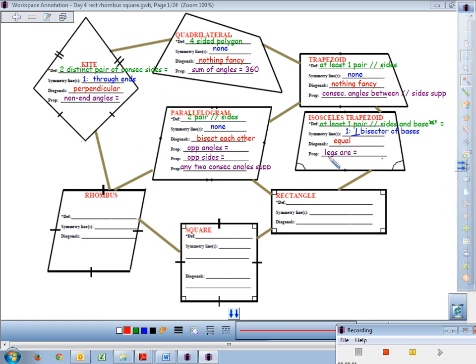Day 4 in advanced geometry. Today we're going to learn about rhombuses, rectangles, and squares. We've already learned the top of our hierarchy, which basically, that's it. All we need to find are the parents of these particular guys.